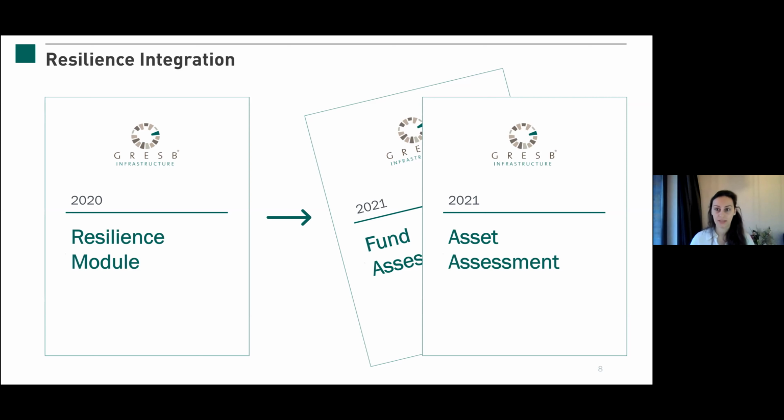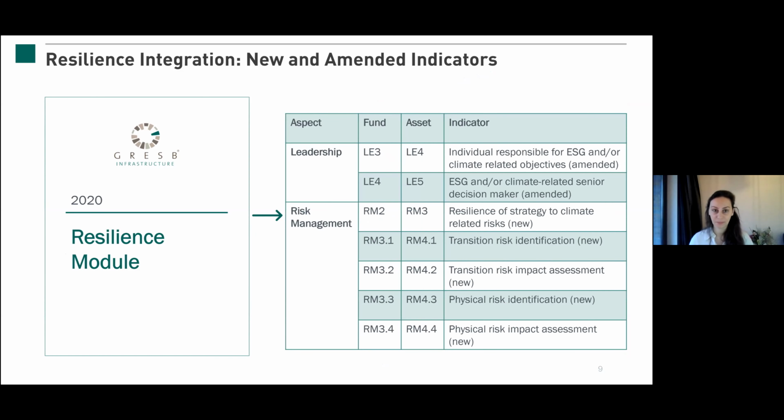And I'll show you what that looks like on a practical level. So they've been integrated into our existing aspects, the leadership and risk management aspects. Within the leadership aspect, they've been integrated into 2 existing indicators on the individual responsible for ESG and the senior decision maker responsible for ESG. Now, those questions have been expanded upon, so the new parts of those questions on resilience won't be scored. The existing parts will be, the new parts won't be.